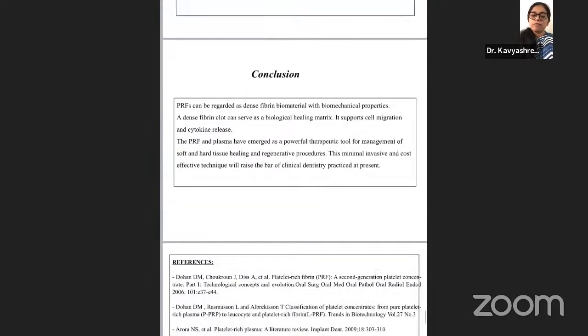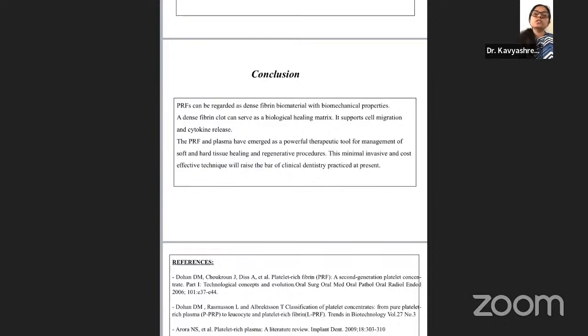So coming to the end, we all know PRF, that is platelet-rich fibrin, can be regarded as a dense fibrin biomaterial with biomechanical properties. A dense fibrin clot can serve as a biological healing matrix which supports cell migration and cytokine release. So PRF and the plasma in this world have emerged as a powerful therapeutic tool for the management of soft as well as hard tissue healing and for regenerative procedures. This minimally invasive, cost-effective technique will raise the bar of clinical dentistry which is practiced at present.